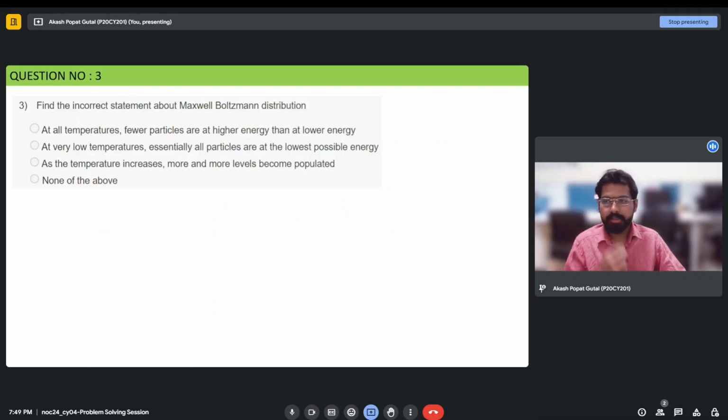So question number three is to find the incorrect statement about the Maxwell-Boltzmann distribution. Four statements are given. At all temperatures, fewer particles are at higher energy than at lower energy. At very low temperatures, essentially all particles are at the lowest possible energy. As the temperature increases, more and more levels become populated. And none of them. So please think about it and try to find the answer. Take your own time, 2-3 minutes.